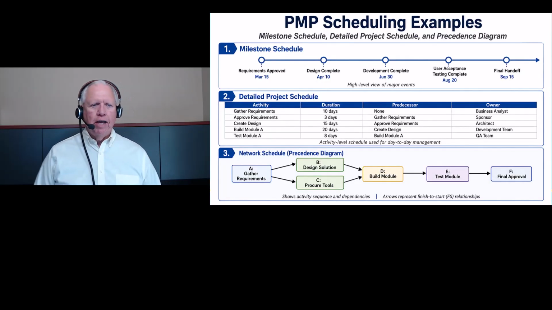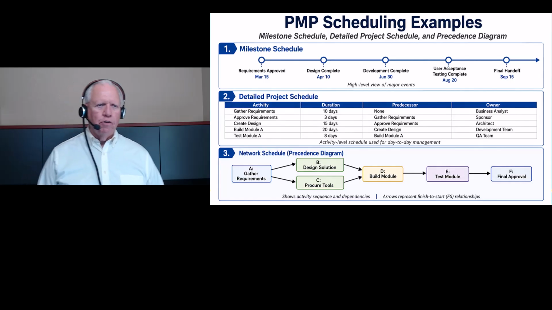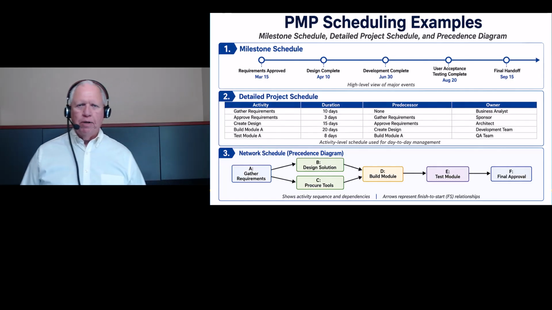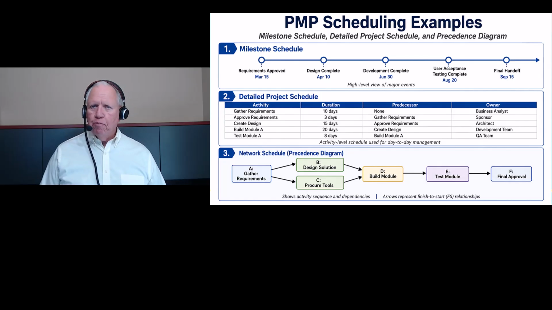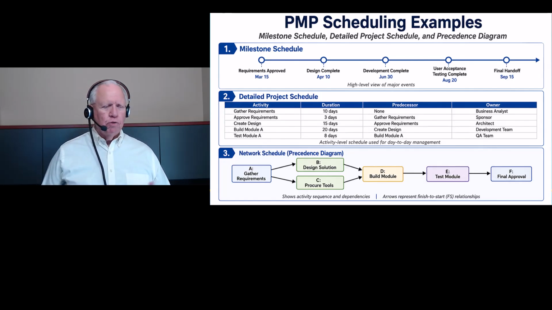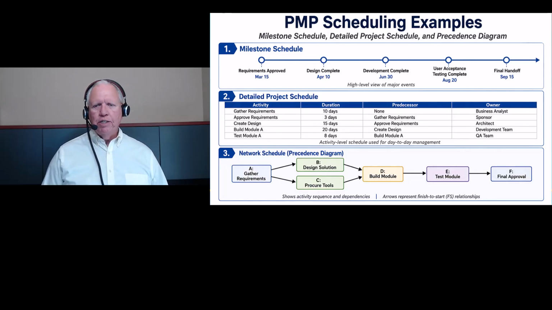So let's look at scheduling. We've given you 3 components here, and this is very important for you. The first one, as you look at milestones, many of you are familiar with milestones because it's very much part of traditional. So I'm not going to spend a lot of time here. I just wanted you to be able to see this. Secondly, look at a detailed project plan. Notice that you've got your activity, your duration, your predecessor, and who owns that. That's going to have the traditional flavor to it.